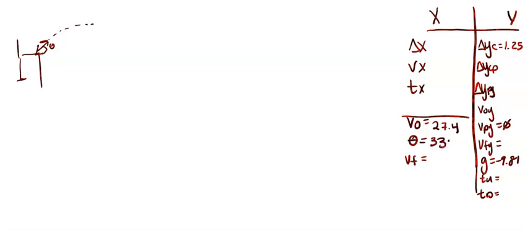So with the information that we are given, there are 3 things that we know. We know the starting height, which is the delta y cliff of 1.25. We know the initial velocity of 27.4 and the angle of 33.